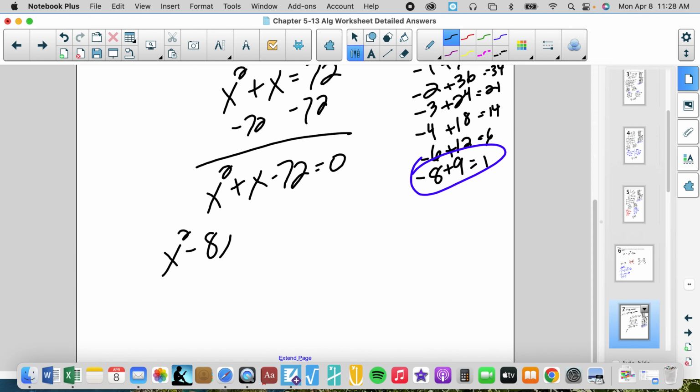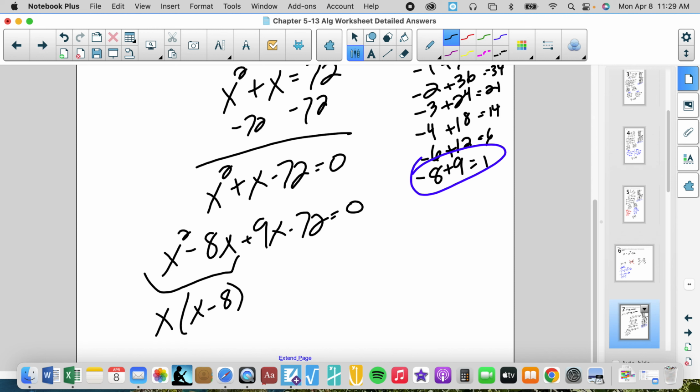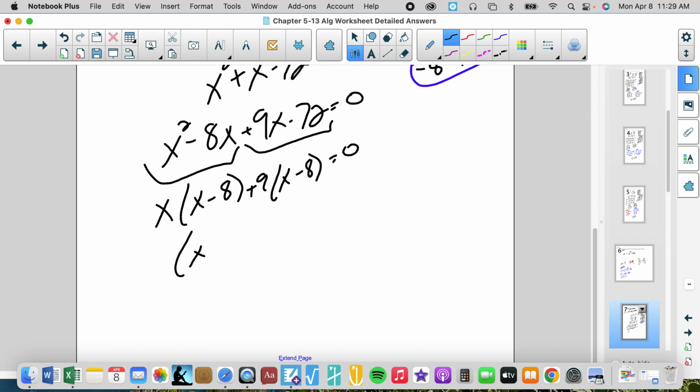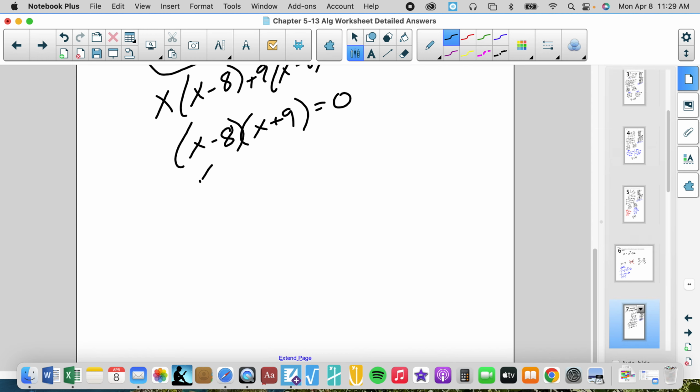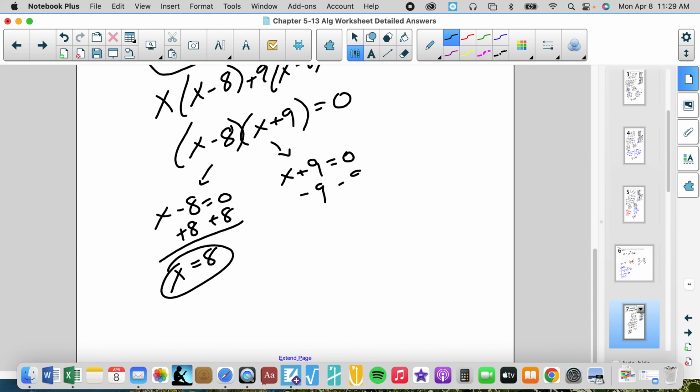X squared minus 8x plus 9x minus 72 equals 0. Factor out an x, x minus 8. Factor out a 9, x minus 8. We get x minus 8, x plus 9. Set them each equal to 0. X minus 8 equals 0. X plus 9 equals 0. Add 8. Minus 9.